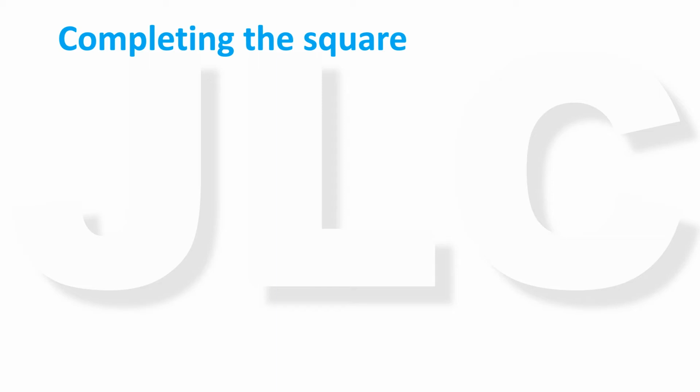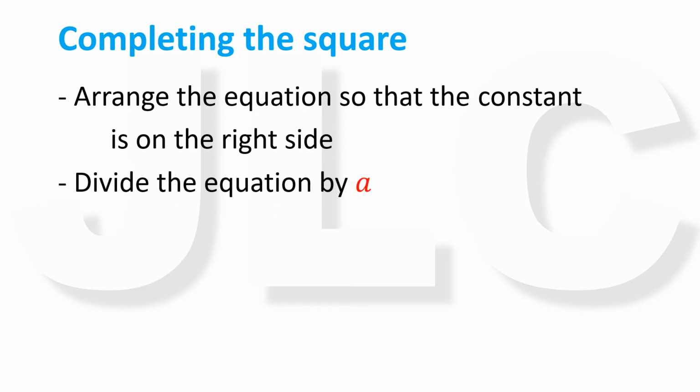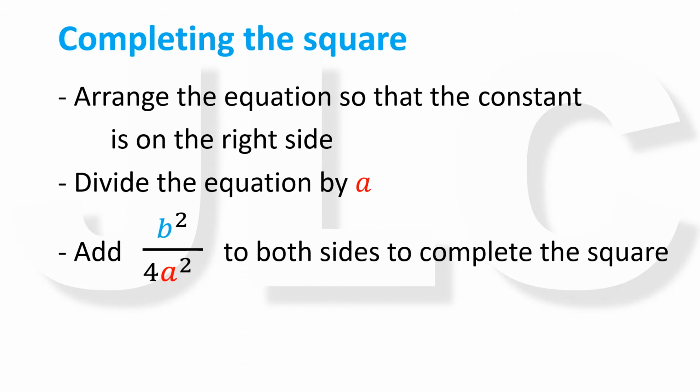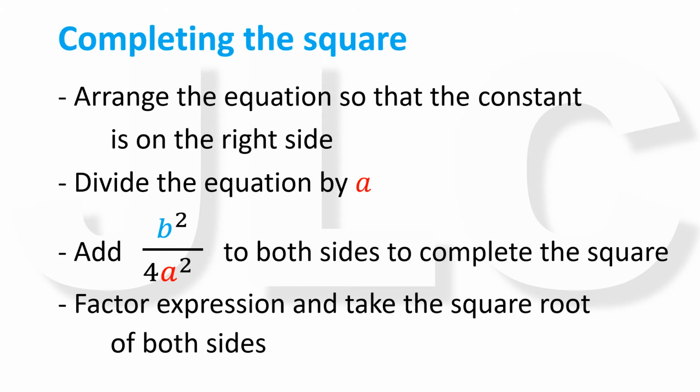To solve by completing the square, we arrange the equation so that the constant is on the right side. Then divide the equation by a so that the coefficient of x squared is 1. To complete the square, add b squared over 4a squared to both sides of the equation. Factor the expression and take the square root of both sides, then solve the linear equation.